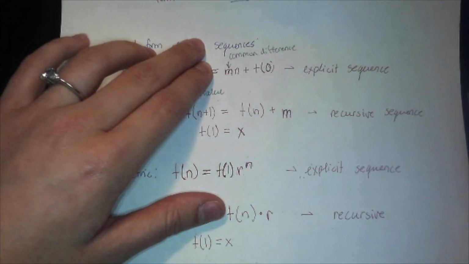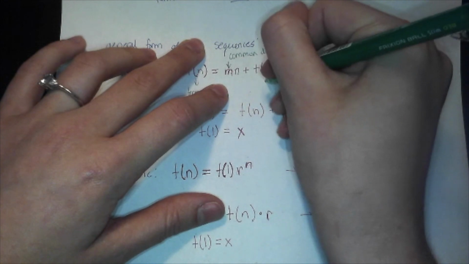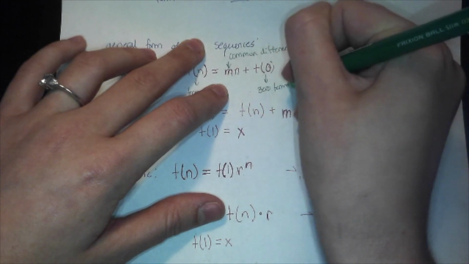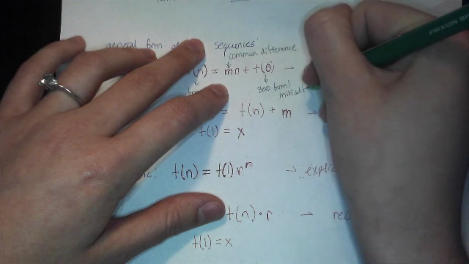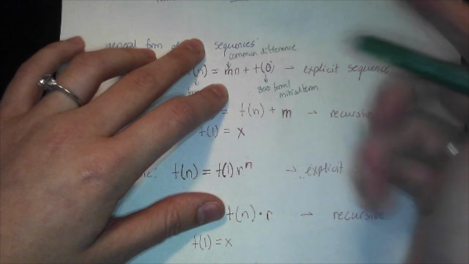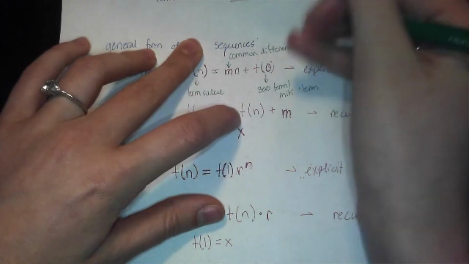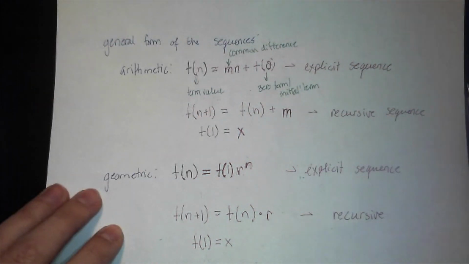So that is whatever our common difference of that particular sequence is going to be. And then t of 0 is going to be the 0 term, or initial term. All right, make that a little bit more legible. This might be a good pause point if you want to get these things copied down.